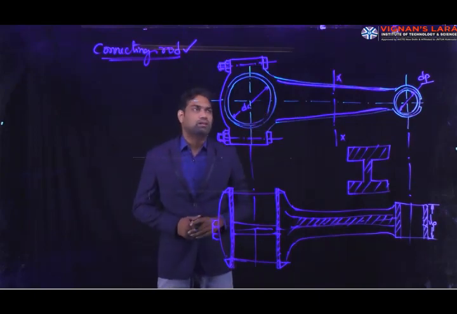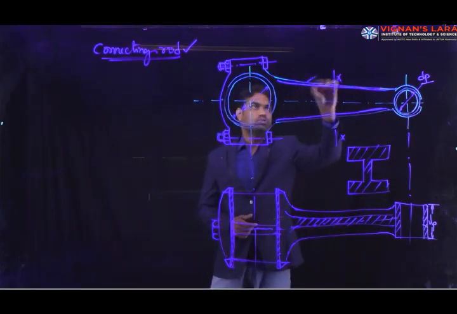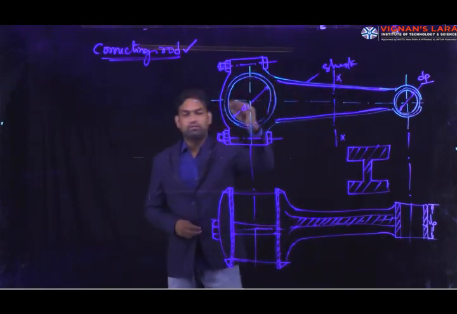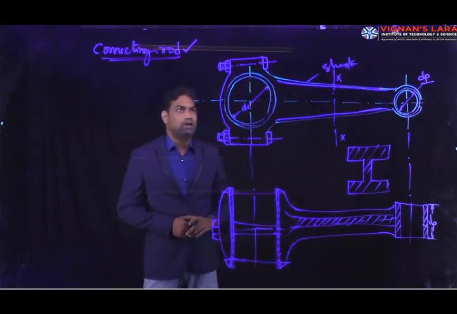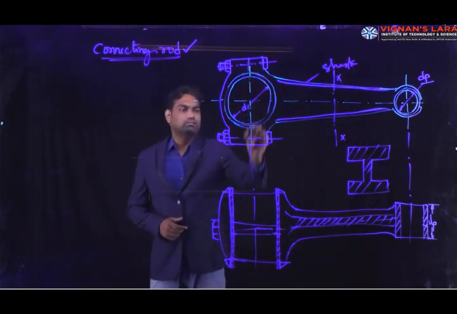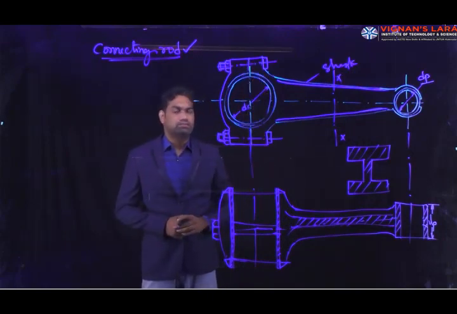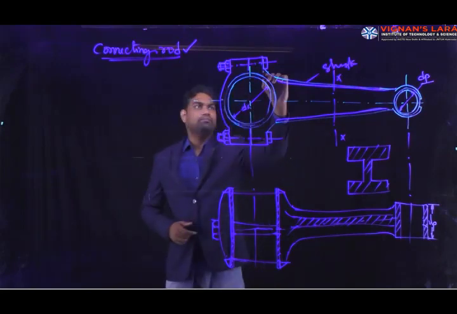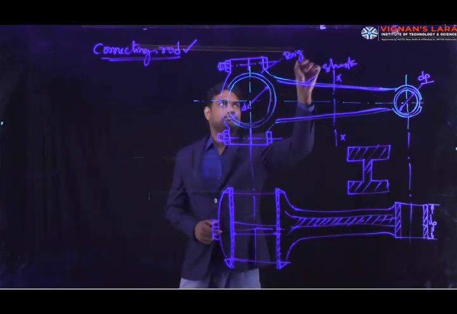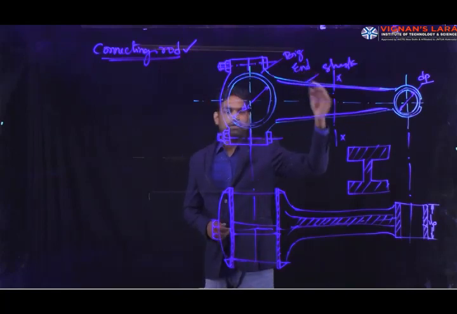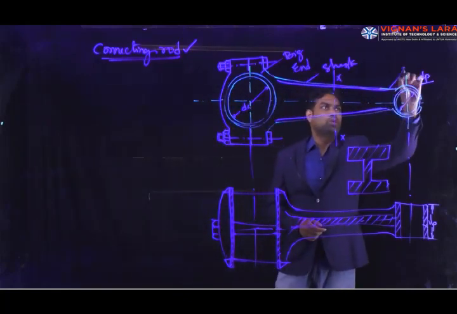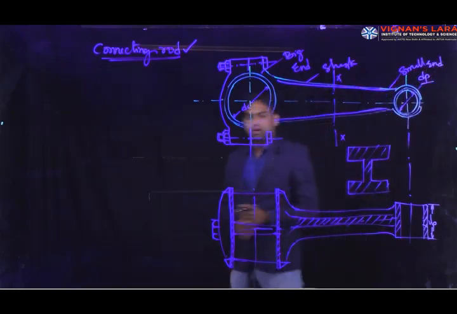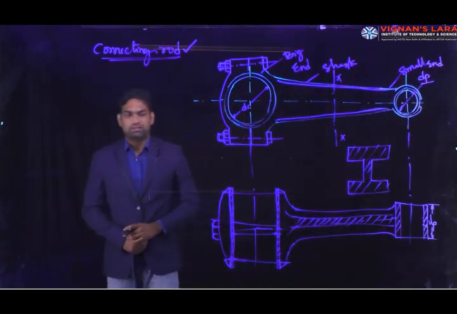Here it has a long shank. This is the portion we call the shank. Then the big end of the connecting rod is connected to the crankshaft by means of bolts and nuts. On the other end of the shank we have a small end, which is connected to the piston by means of a piston pin or gudgeon pin.